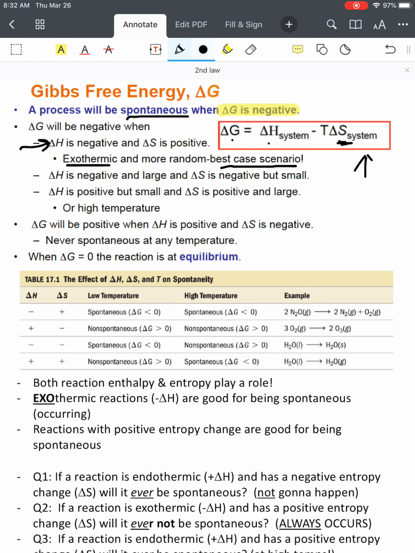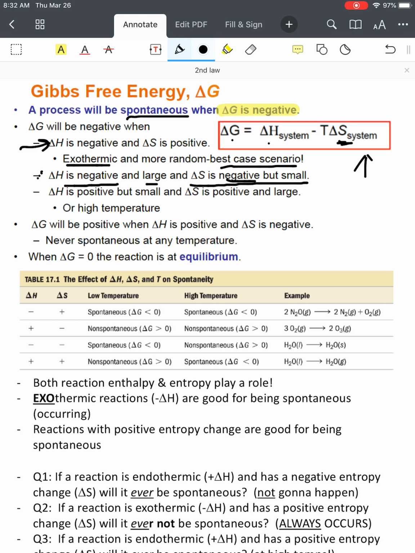What about an alternate case where delta H is negative and large, delta S is negative but small? Which of these is good for spontaneity, which is bad? Exothermic reactions, this delta H negative, that's good for spontaneity. But if my entropy change is negative, that's bad for spontaneity because my system's becoming less disordered, or I'm having less microstates to distribute my energy in when I run this reaction. That's usually not encouraged for spontaneity.